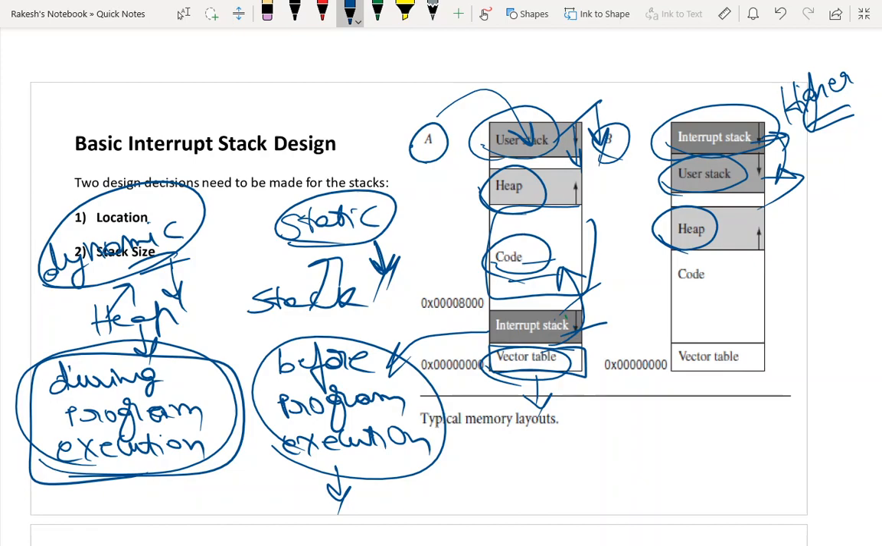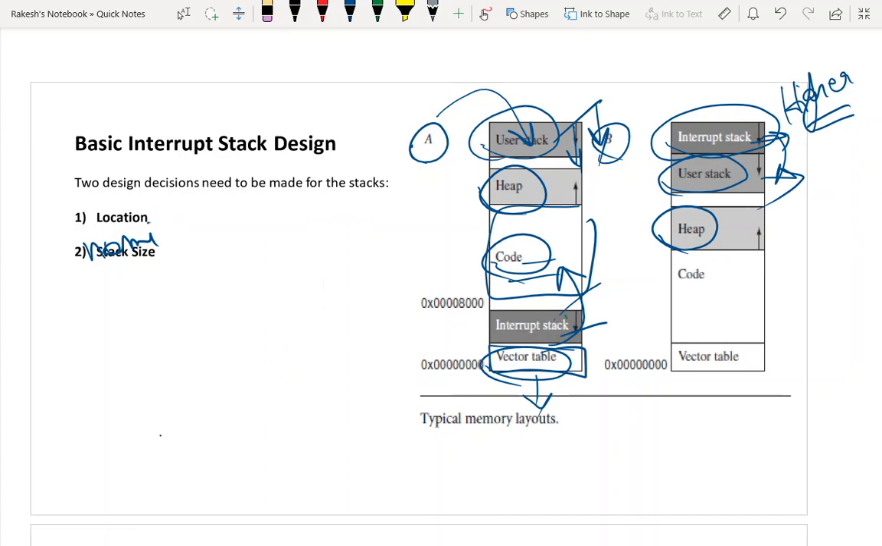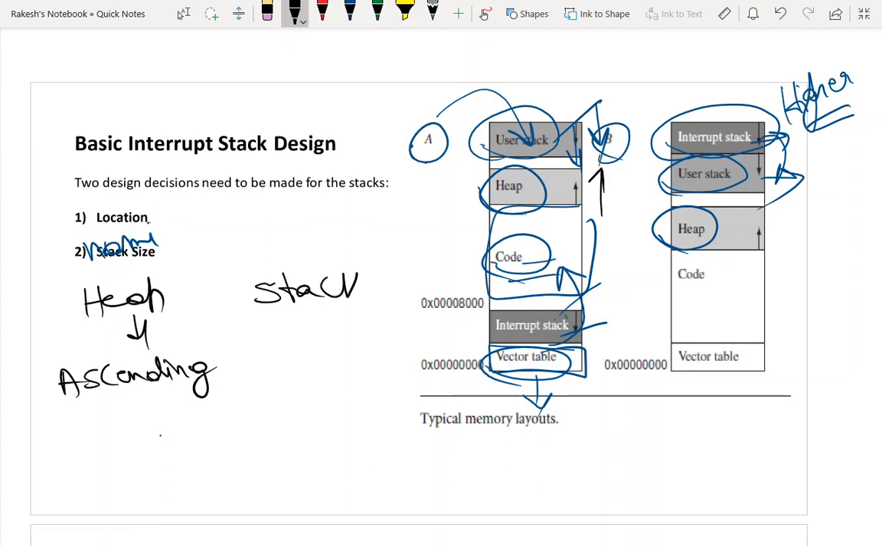One more thing you have to understand, so let me write it here. One more difference that you have in the heap: you can observe here it's an ascending memory address. That is how you have it, ascending memory address, whereas in the stack you have descending memory address.